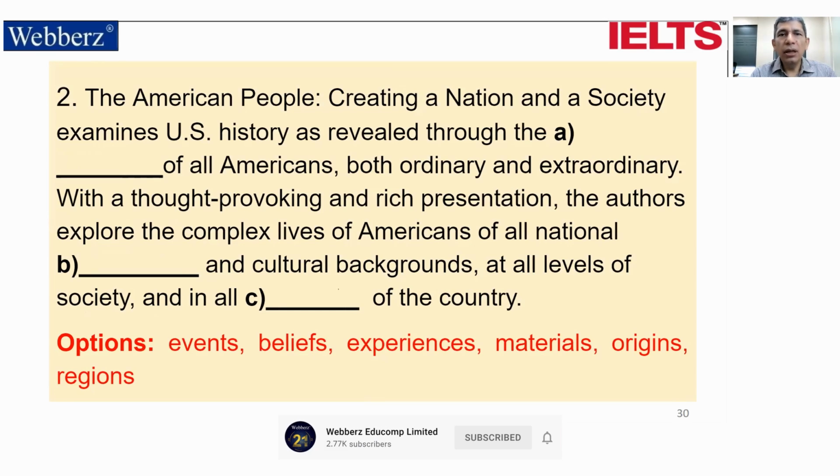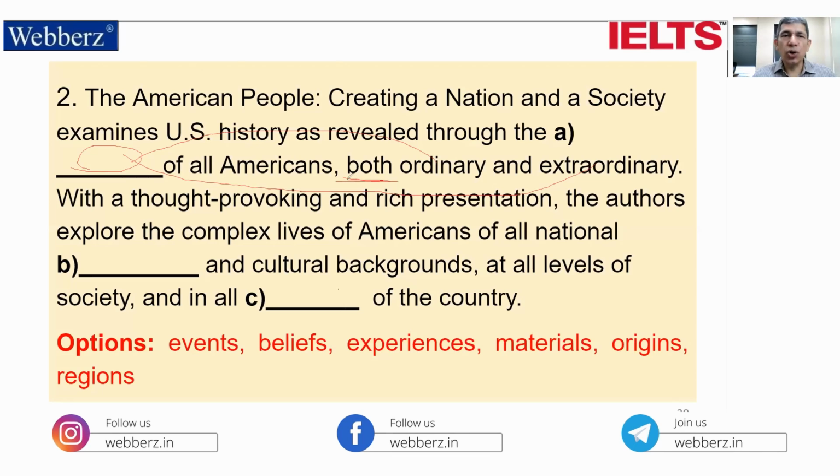The American people, creating a nation and a society, examines US history revealed through the dash of all Americans, both ordinary and extraordinary. The word that goes here should match with ordinary and extraordinary, because it says both ordinary and extraordinary. We say ordinary experiences, extraordinary experiences. So here my word experiences fits perfectly.